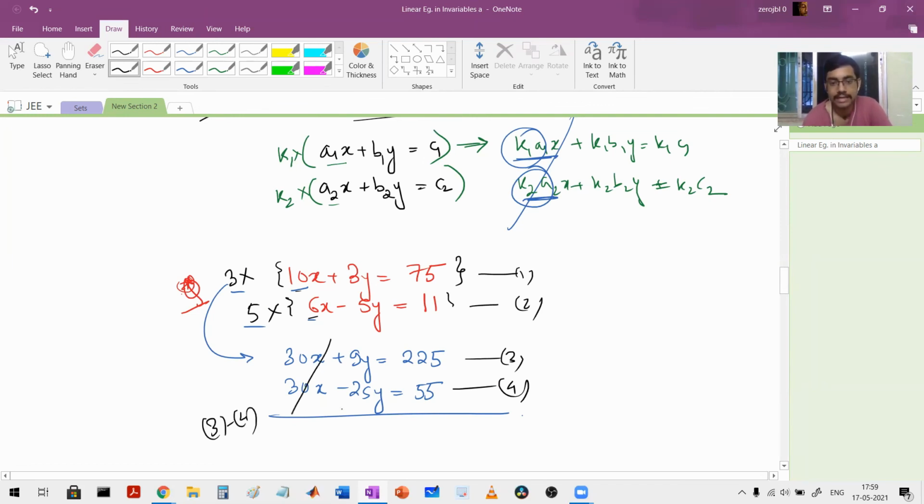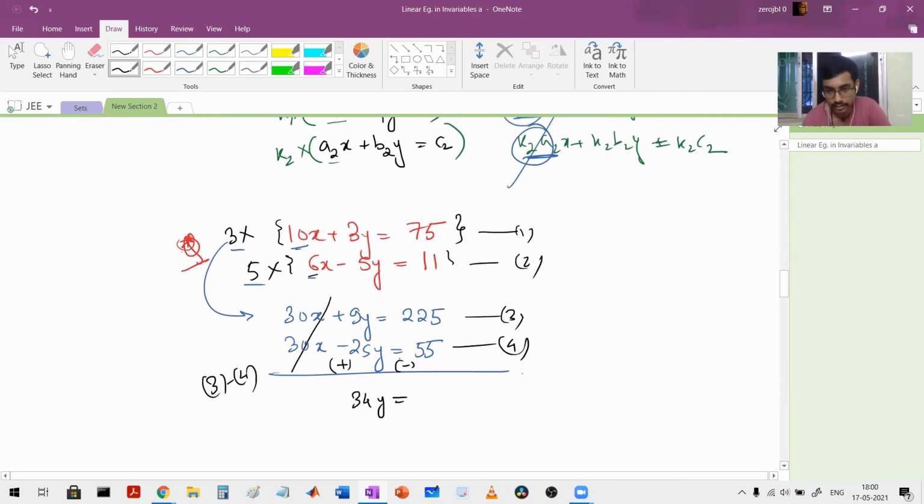So x will be cancelled. Here I will get 25 plus 9, which is 34y, and this will be equal to 225 minus 55. How much is it, Ray? 170. Yes. So if I just cancel it, I get 34 fives are 170. So y is equal to 5 is one solution.